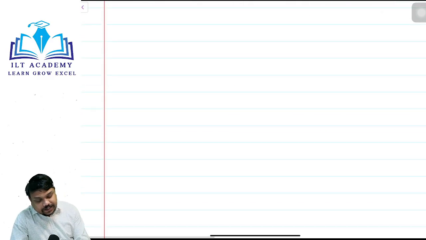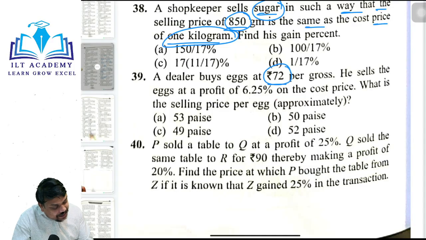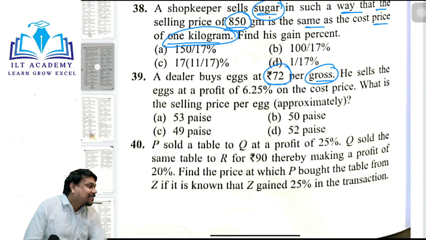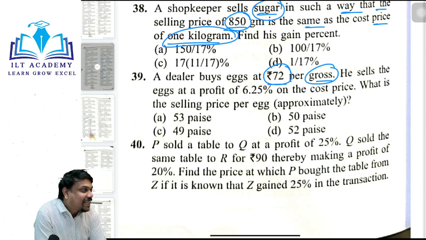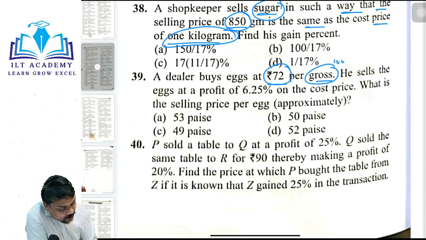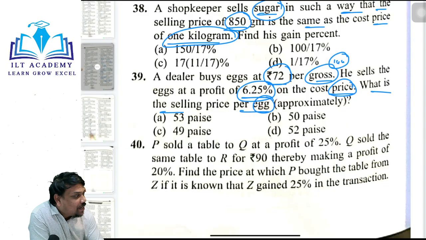Done. Next, 39th question. A dealer buys eggs at 72 rupees per gross. What does gross mean? Gross means 12 dozens. 1 gross is equal to 12 dozens, which is 144 eggs. He sells eggs at a profit of 6.25% on the cost price. What is the selling price per egg?